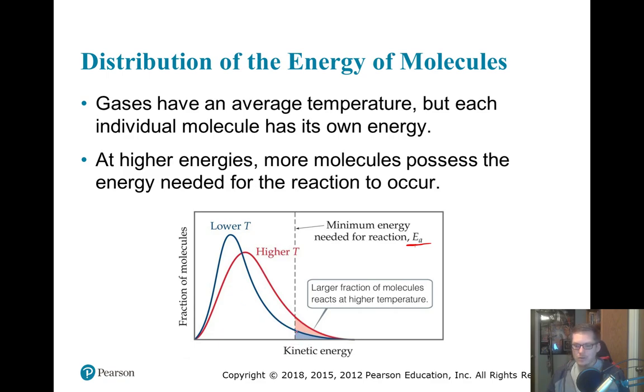At a lower temperature, a lower percentage of your total molecules have enough energy to get the job done. At a higher temperature, the distribution shifts slightly to the right, so a larger fraction of molecules have enough energy to make the reaction occur, because they're at a higher temperature. We already talked about how an increase of temperature increases your k value, and increasing your k value also correlates with having a lower activation energy.